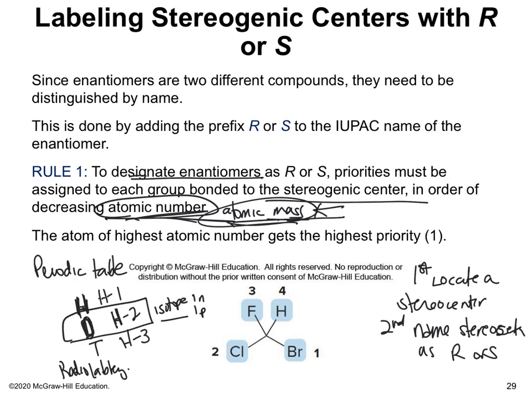Okay, so obviously Br is going to get your higher atomic number, atomic mass. You can look at that on the periodic table. And then chlorine is going to be number 2. You want to assign these. And then fluorine is 3. And then hydrogen's 4. Hydrogen is always your lightest because it only has an atomic number of 1.